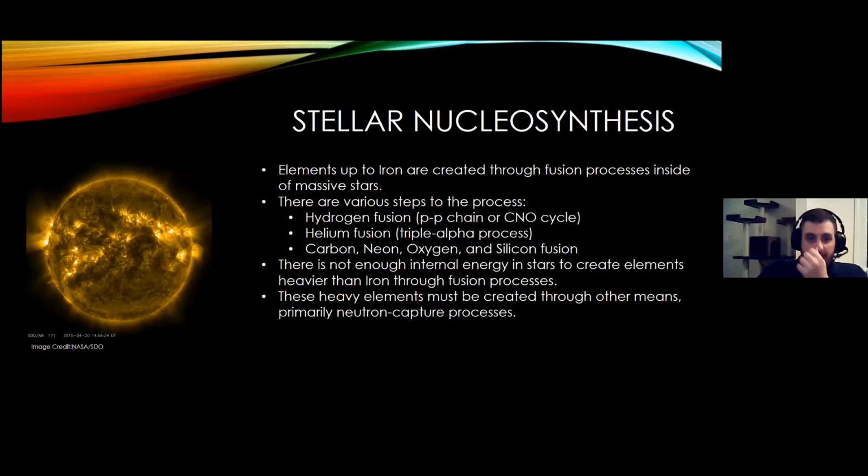But once they're creating iron, there is not enough energy internally in the stars to keep creating elements past iron. You need external energy added to the process in order to fuse iron into something heavier than that. And since you're not getting extra energy from stars, they can't make that stuff. So those elements must be created through other means, and those are these neutron capture processes.